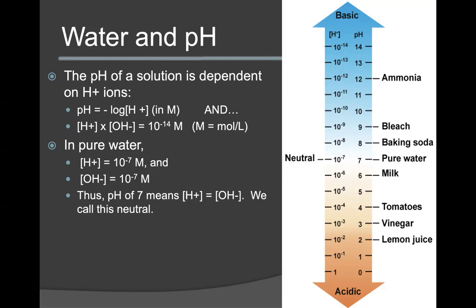So if I have a pH of 7, then the concentration of hydrogen ions is 10 to the minus 7. The concentration of hydroxide ions is also 10 to the minus 7. So they equal each other. By definition, this is neutral. Neutral means the concentration of hydrogen ions equals the concentration of hydroxide.